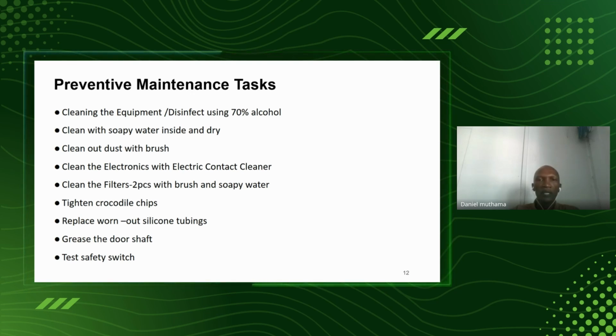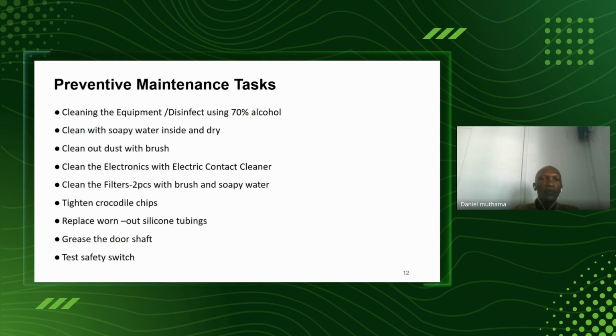Usually, we avoid this where we have electrical parts. Remember, when the equipment is working, there is a presence of electrical sparks. So when you clean the equipment inside with alcohol, alcohol is very flammable. So there can be risk of fire. So that's why inside it, you use soapy water.